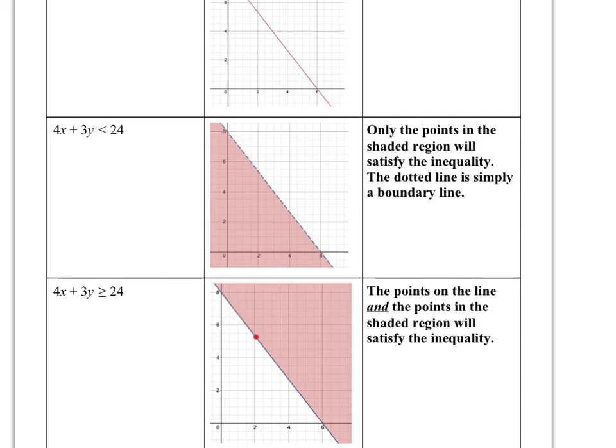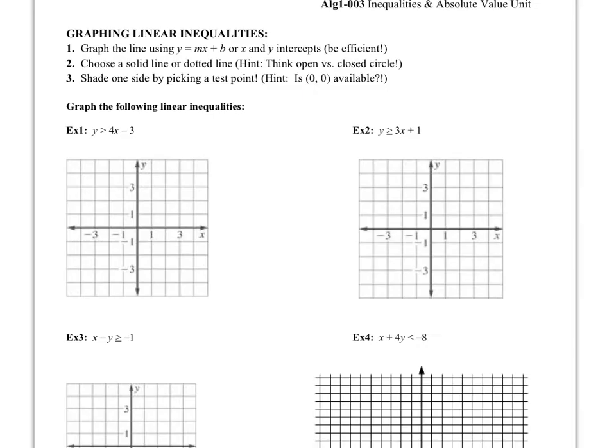In this case, since the line is solid, this is similar to a closed circle, which means we're going to go all the way up to the line and include it. And so this time, the points in the shaded region, as well as the points on the boundary line, would satisfy the inequality. So now we're going to get into the graphing.